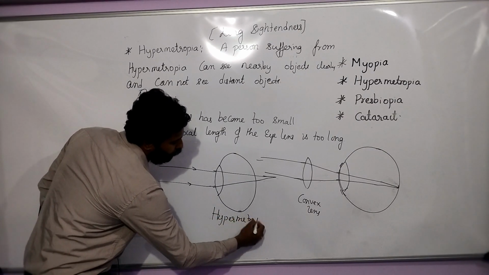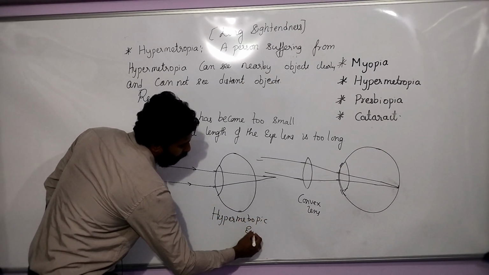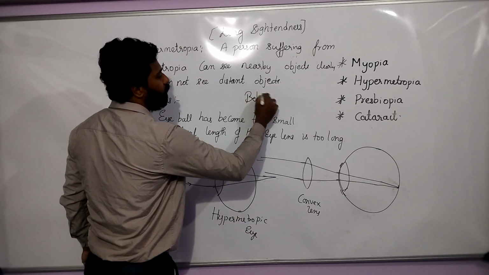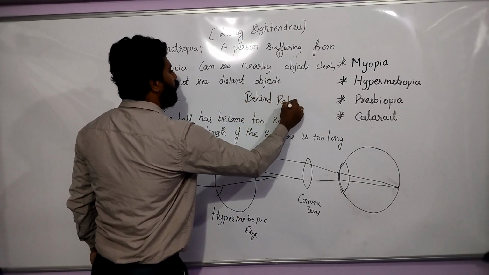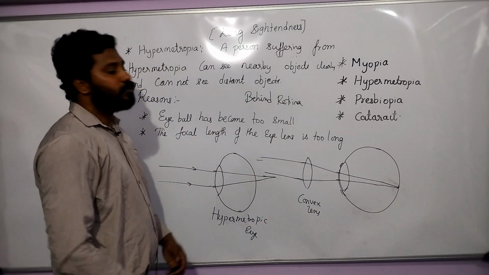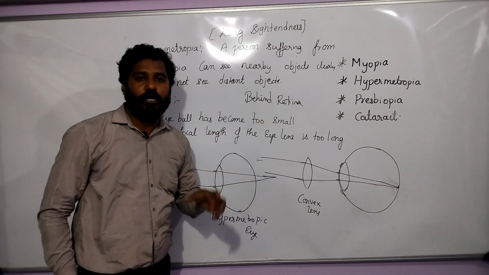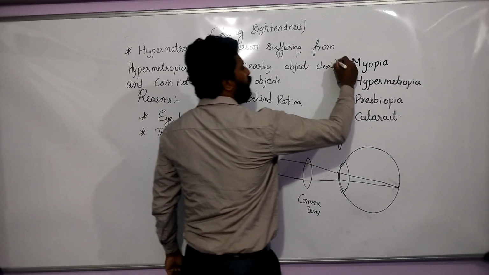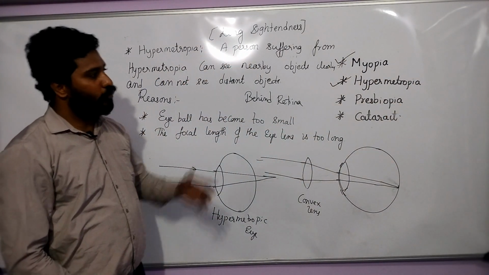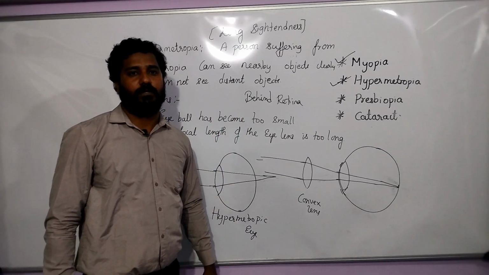And where does the image form for the hypermetropic person? So this is the hypermetropic eye. Where does the image form? Behind the retina. Very important. Behind the retina. How do you treat this defect? By using a bifocal convex lens. So these are the very important points to be noted down. Once we discuss myopia and hypermetropia, next we are going to discuss presbyopia.